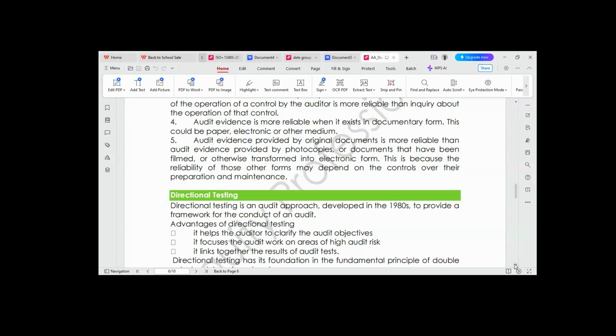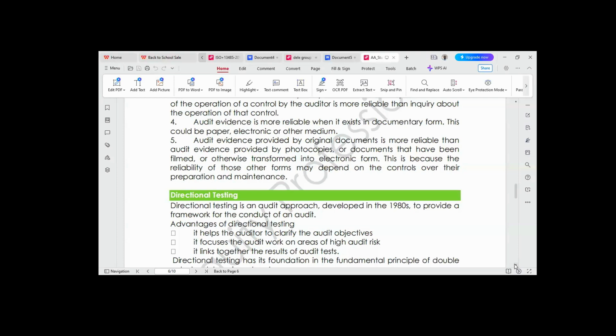What that means is that when you carry out directional testing, it's simpler because you don't waste time. Once you see an error, you are trying to do some verification. You find one error on one side, on the debit side or on the credit side. If you look closely, you're able to obtain the second leg of that error. Then number two advantage, it focuses the audit work on areas of high audit risk. So for you to use directional testing, you always focus on the high audit risk.